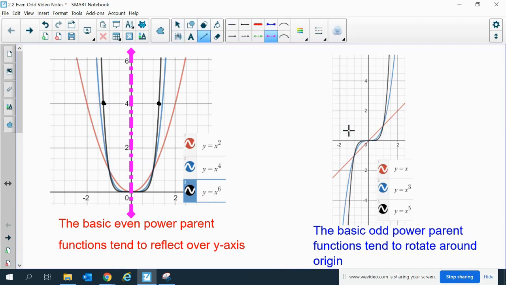Likewise, for parent functions that are odd, like x, x to the third, x to the fifth, if we have an odd power parent function, that tends to rotate perfectly over the origin. So what we would have is, for example, this point, 1 point something comma 4, rotates perfectly to negative 1 point something comma negative 4. So it rotates 180 degrees about the origin.